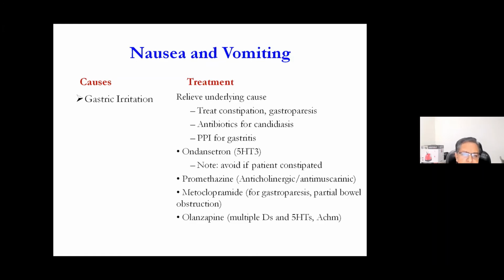Now, for gastric irritation, usually the addition of a proton pump inhibitor remains one of the options, but we can add ondansetron subsequently to take care of these patients along with management of pain.